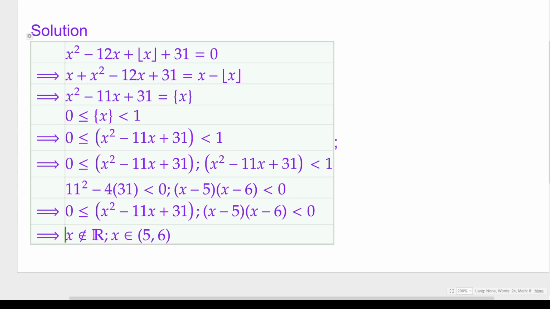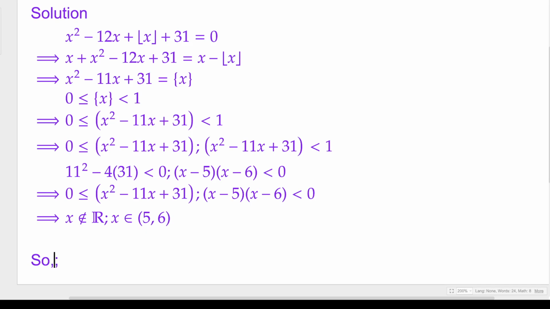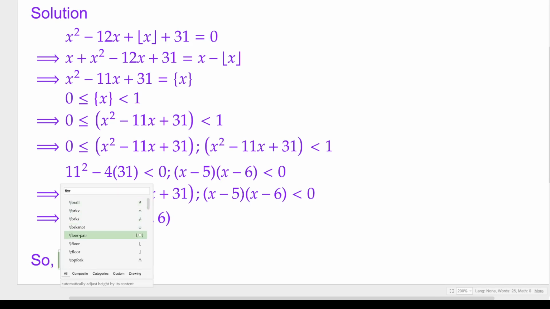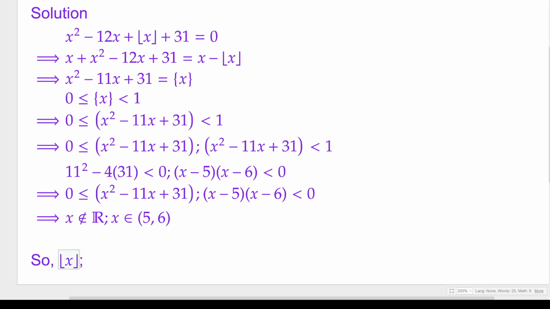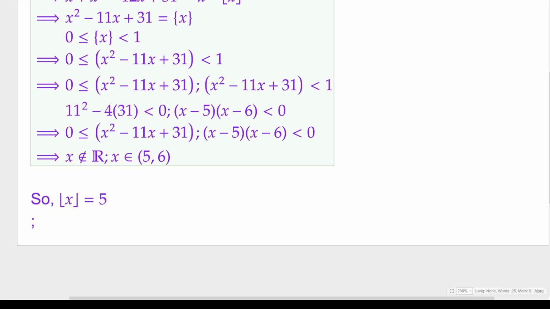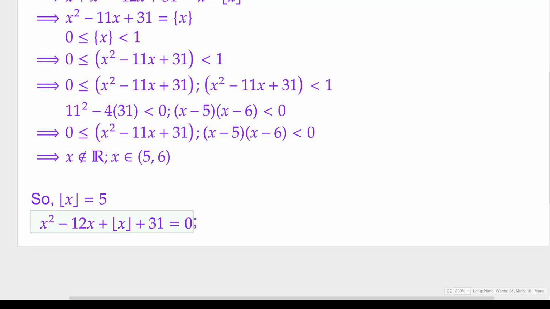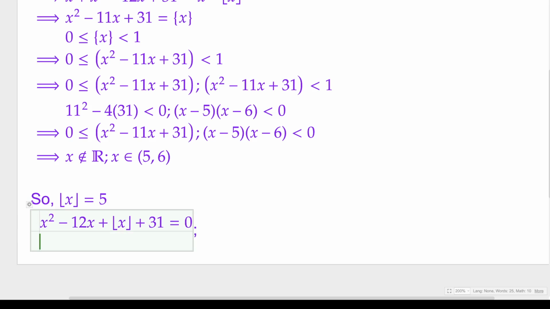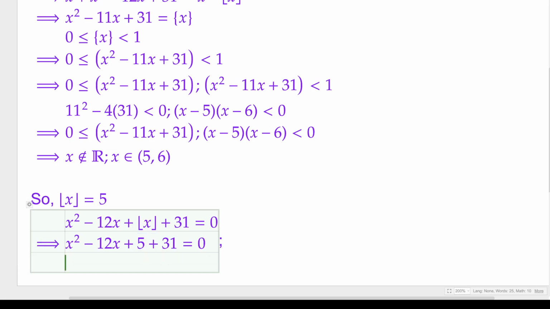So finally we can say that this floor function of x is equal to 5 here. Now I'll proceed with the next step. This one can be written as x² − 12x, and here I'll write 5 in the next step, because the floor function of x is 5. So I'll replace it with 5, and in the next step this can be written as x² − 12x + 36 = 0.